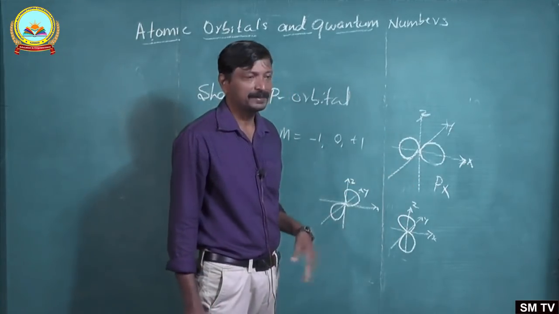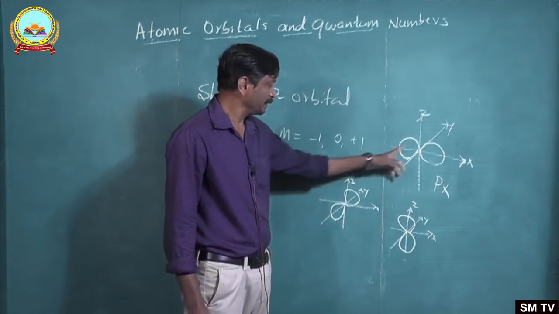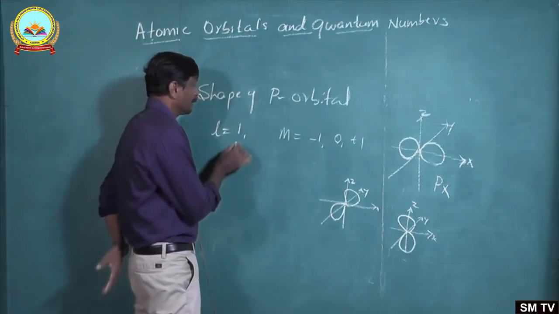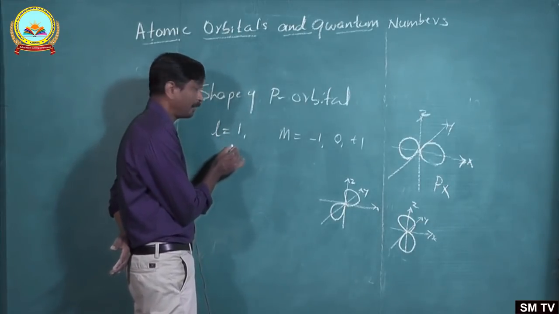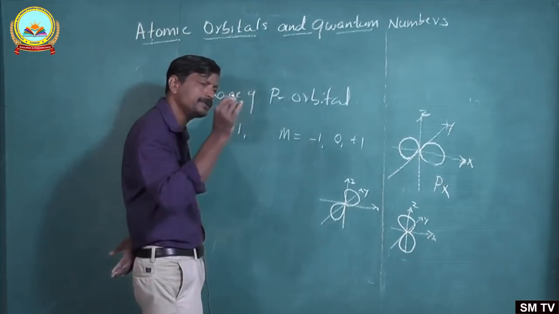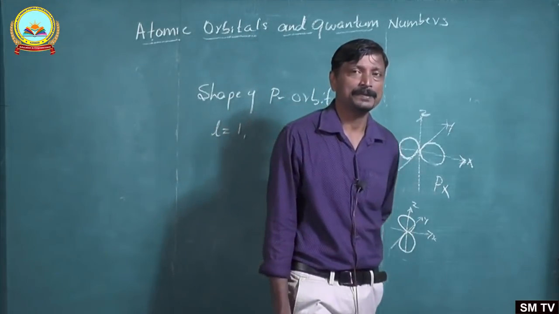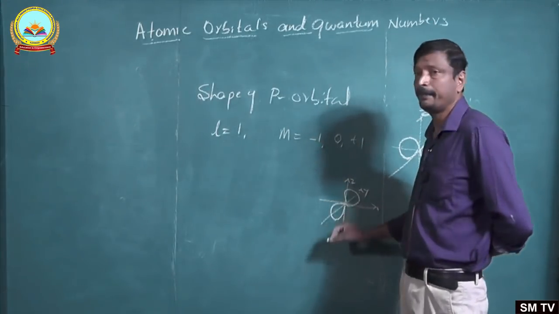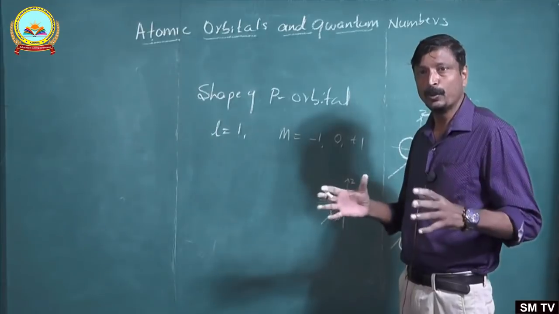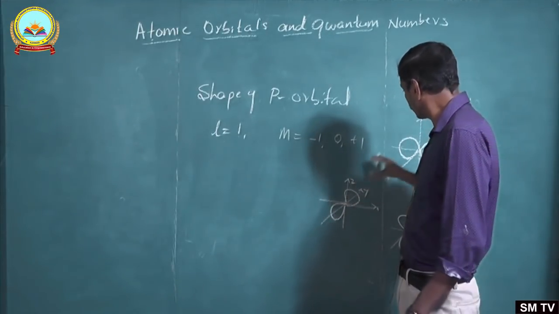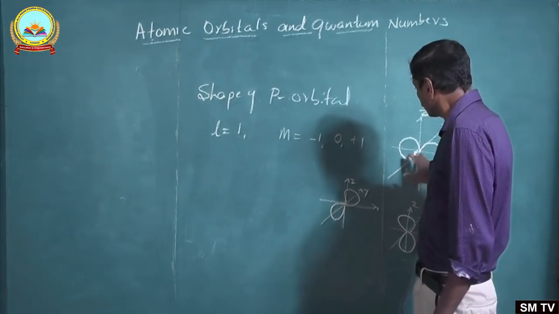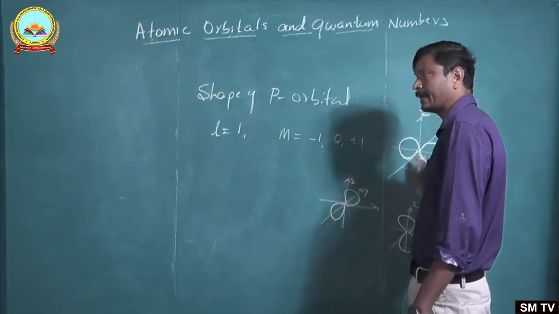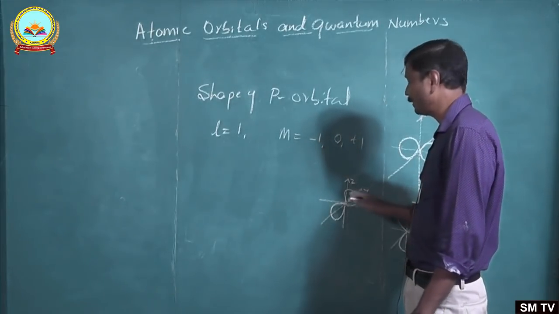I have drawn the size a little bit differently. But how do they differ? If orbitals have the same l, they have the same shape, because l defines the shape. This is px, py and pz. Each orbital has two lobes. They differ by orientation. One is oriented along the x-axis, one along y, one along z. They are called px, py and pz.